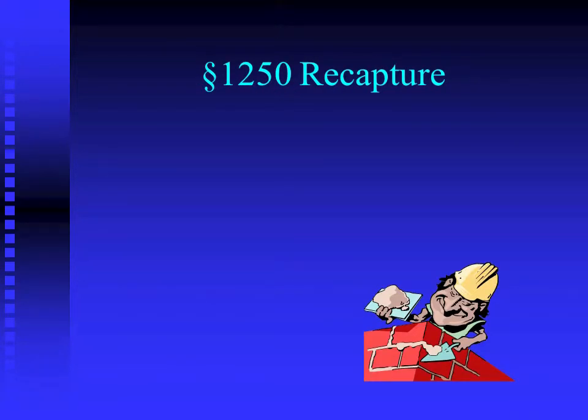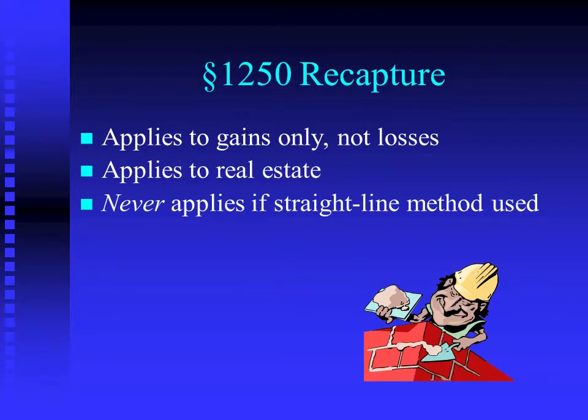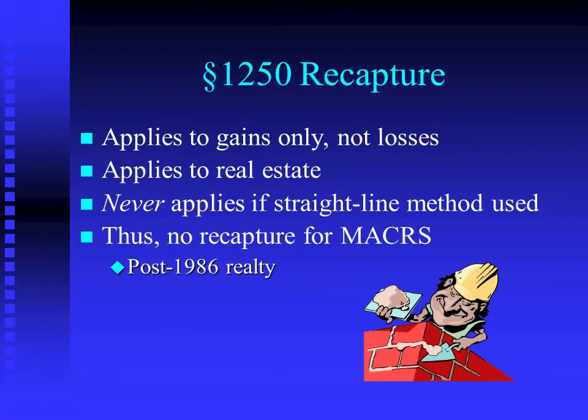1250 recapture, that's buildings used in a trade or business more than a year. Doesn't matter whether they are commercial or non-commercial. They follow the same rule. All right, all gains, not losses. Never applies if the straight line method is used, and that's because we're using an excess rule. The excess of accumulated depreciation over straight line. And remember that all MACRS buildings are depreciated only on a straight line basis.